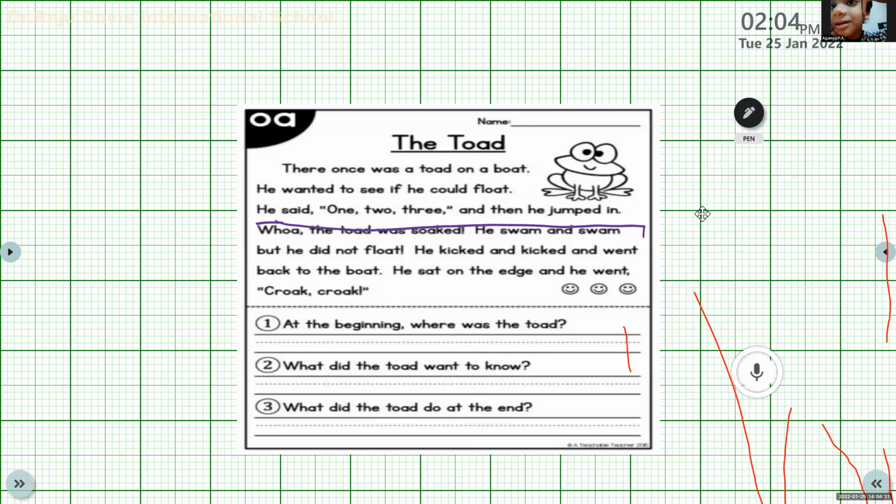Yes, ma'am. Read. The toad. There once was a toad on a boat. He wanted to see if he could float. He said, the other three words you know. Read it. One, two, three. And then he jumped in. Good.